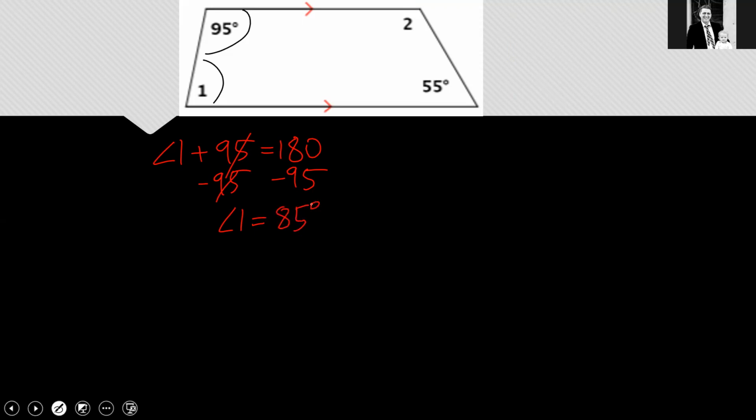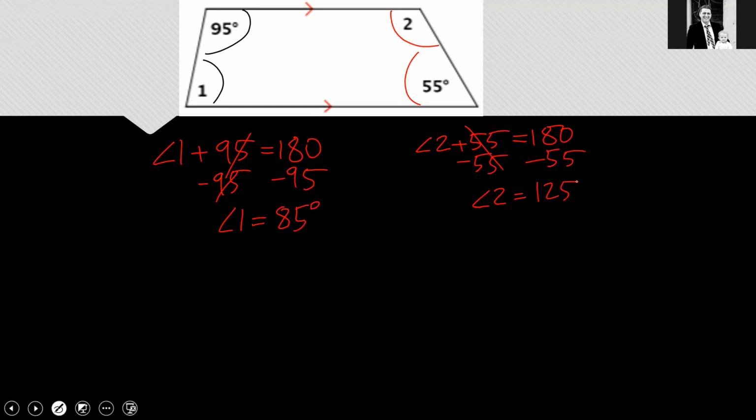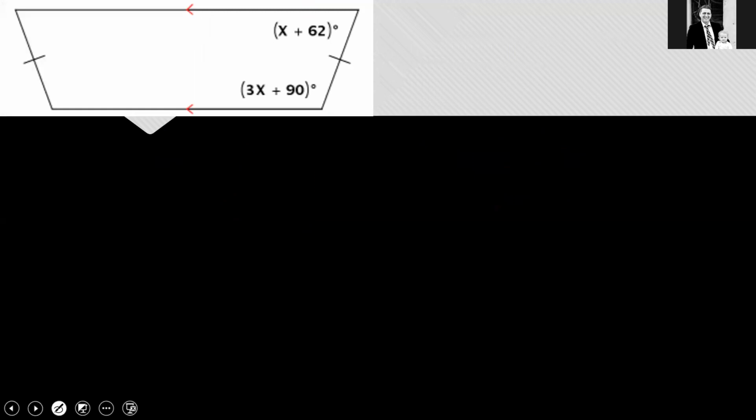Excellent. Now we're going to use that same concept in order to solve these two, except we have angle 2 plus 55 in this case, equaling 180. So minus the 55 from each side. Angle 2 is equal to 125. Simple enough. Let's make it a little bit more complicated.